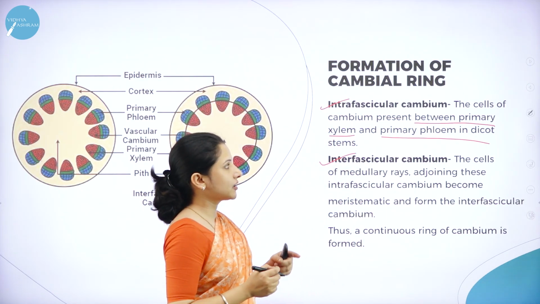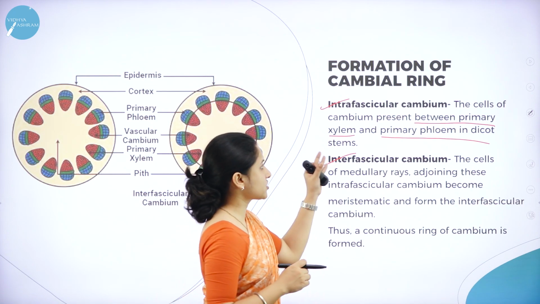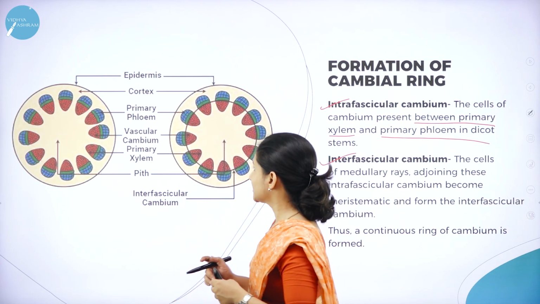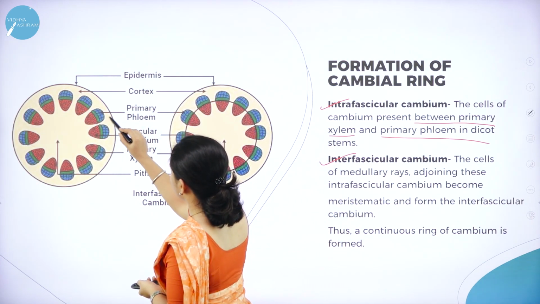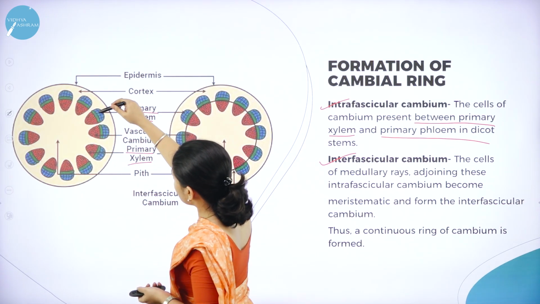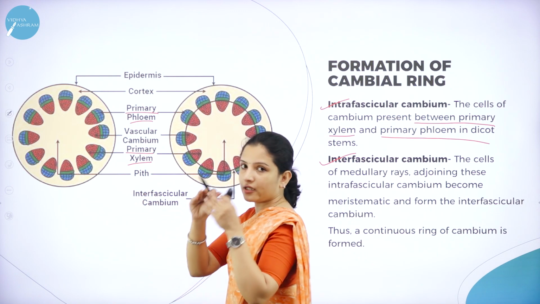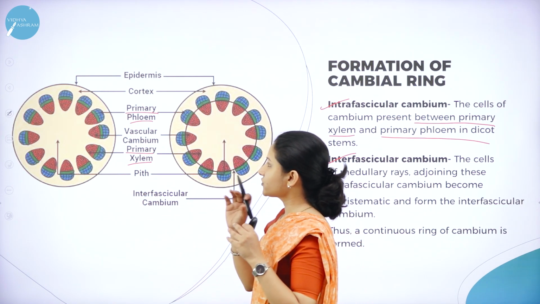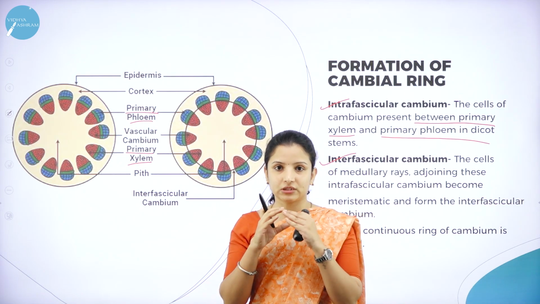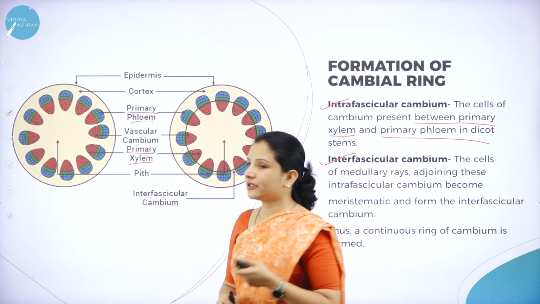The intrafascicular cambium is a kind of cambial layer wherein the cambial cells are formed between the primary xylem and the primary phloem in the case of the dicot stem. If you can see here, there is the primary phloem, and then we have the primary xylem. In between the primary phloem and the primary xylem, a layer of cambial cells is formed, and such an arrangement is called intrafascicular. It is forming in between the tissues itself, between the xylem and the phloem. Therefore it is intrafascicular cambium.